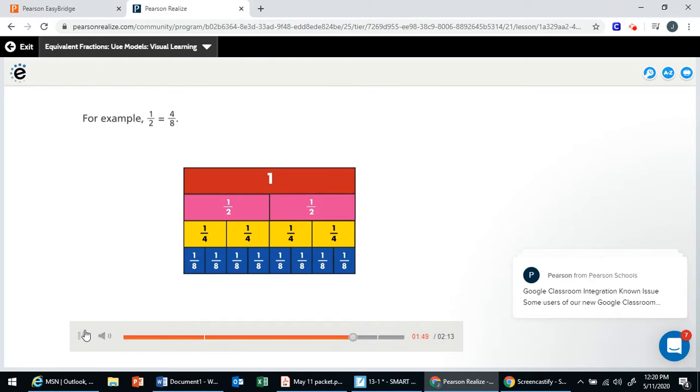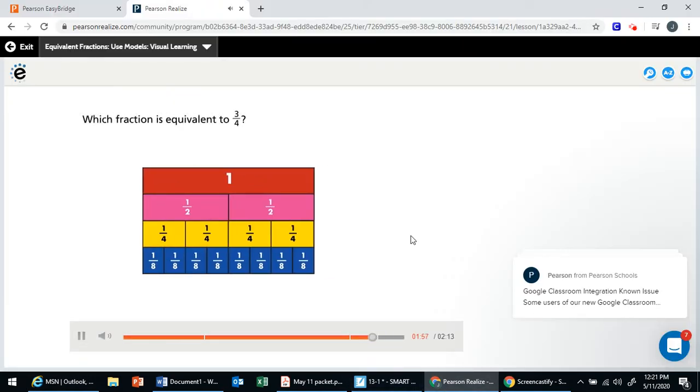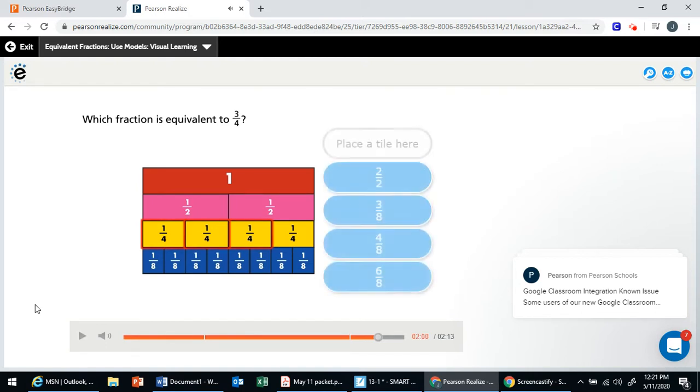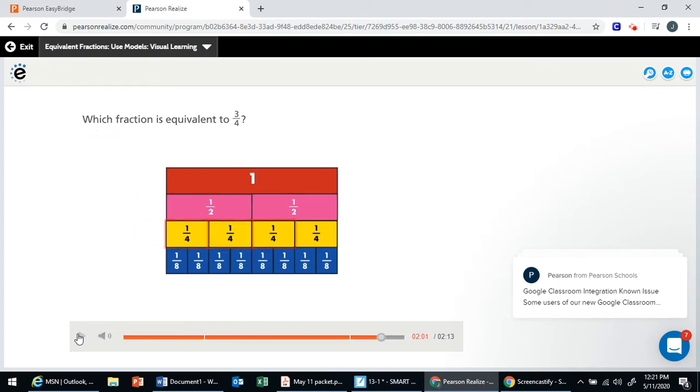Let's begin. For example, 1/2 equals 4/8. Which fraction is equivalent to 3/4? Select your answer.